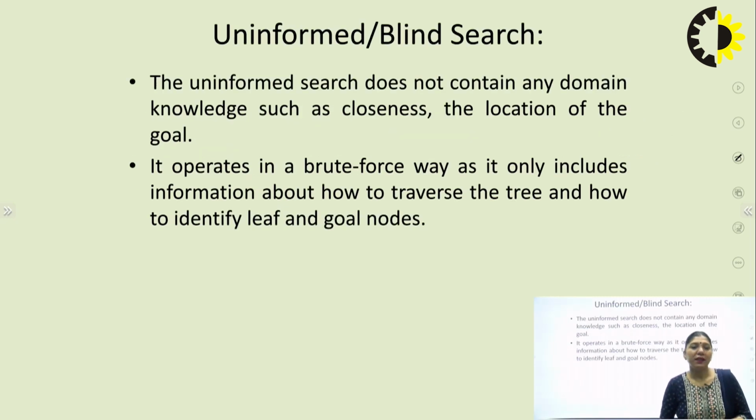So, in the category of the searching algorithms of artificial intelligence, the first category is the uninformed, or we can also say that it's a blind search algorithm. So, what is uninformed search? It does not contain any domain knowledge such as closeness or the location of the goal.